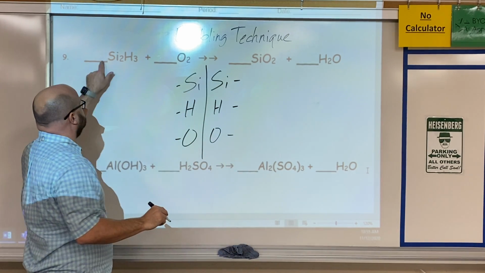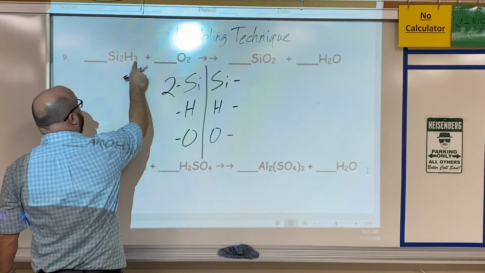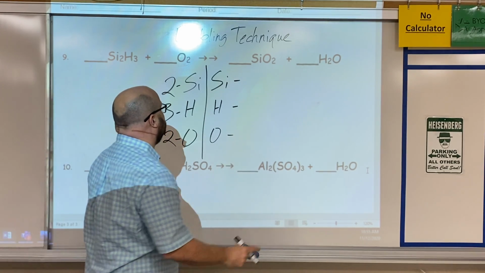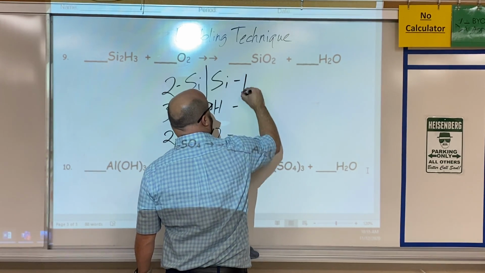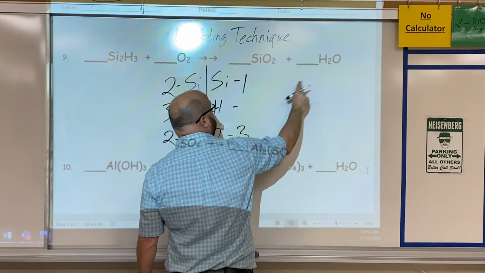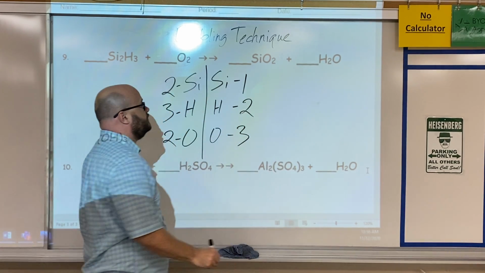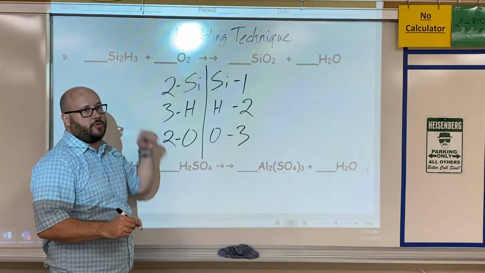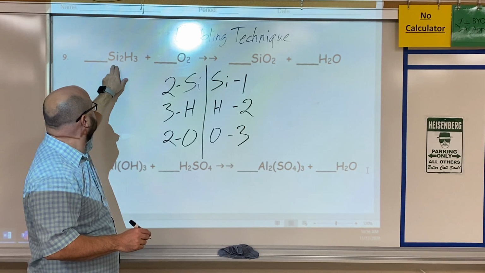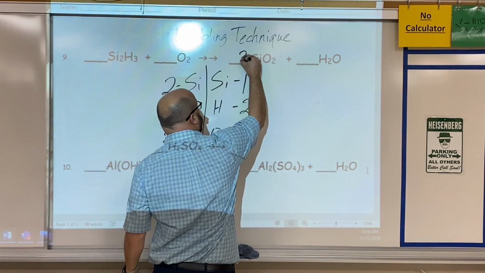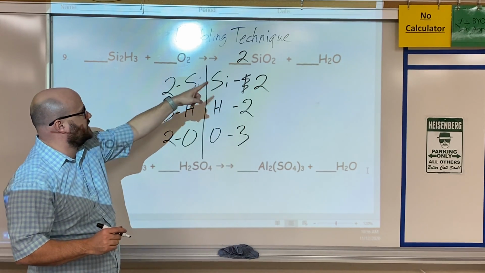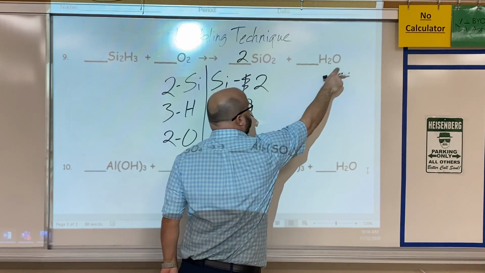Let's count our silicon. Silicon is 2, hydrogen is 3, oxygen is 2. Over here, silicon is 1, oxygen is 2 plus 1, which is 3, and then hydrogen is just 2. So with our diatomic, we're going to save that for last. Let's balance silicon first. 2 over here, we need 2 on this side. So there's 2 of that. Changes oxygen. 2 times 2 is 4, plus 1 is 5.